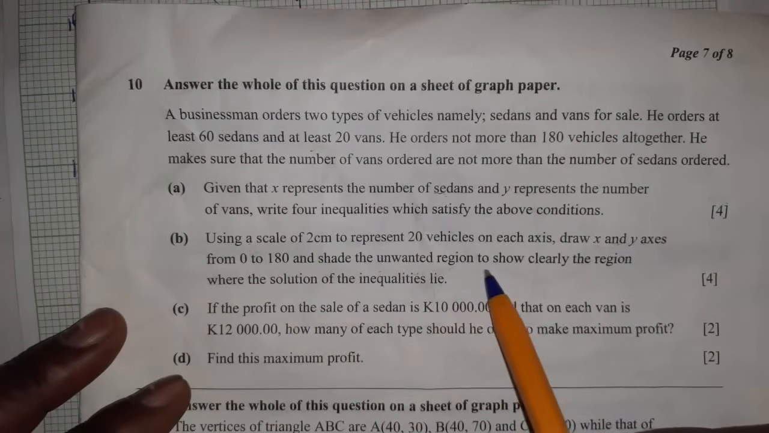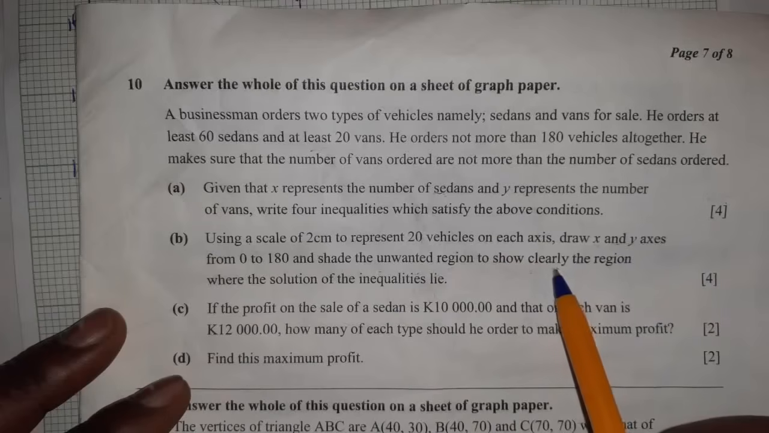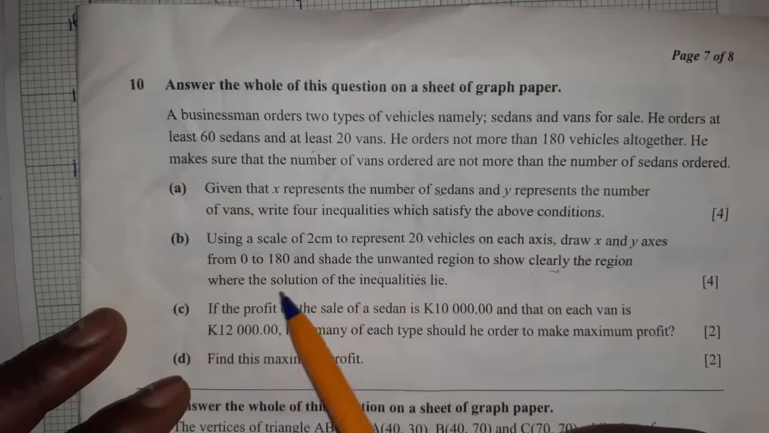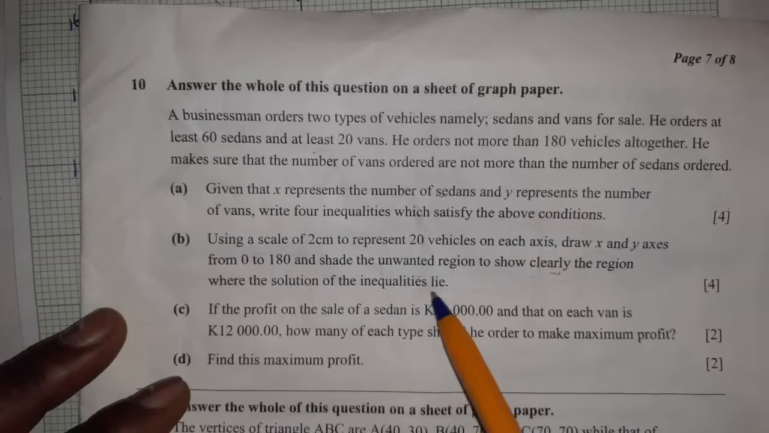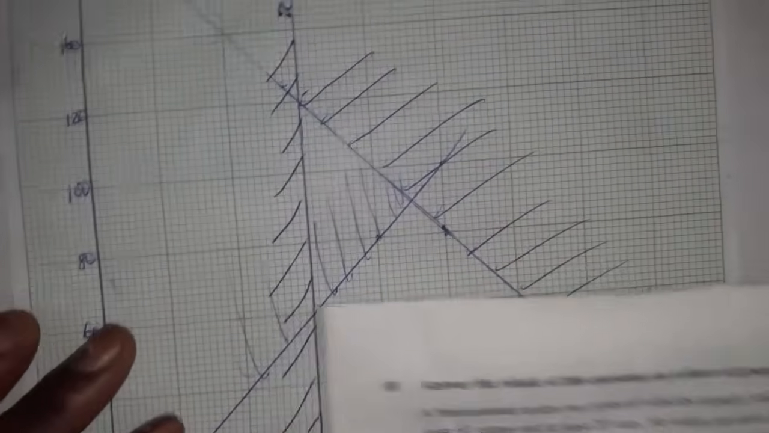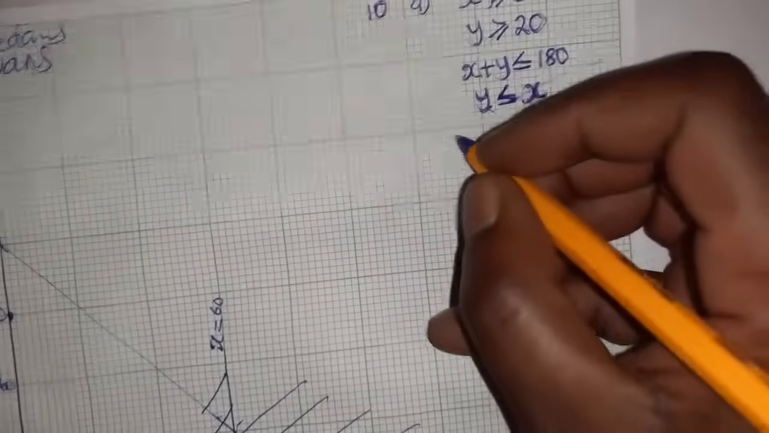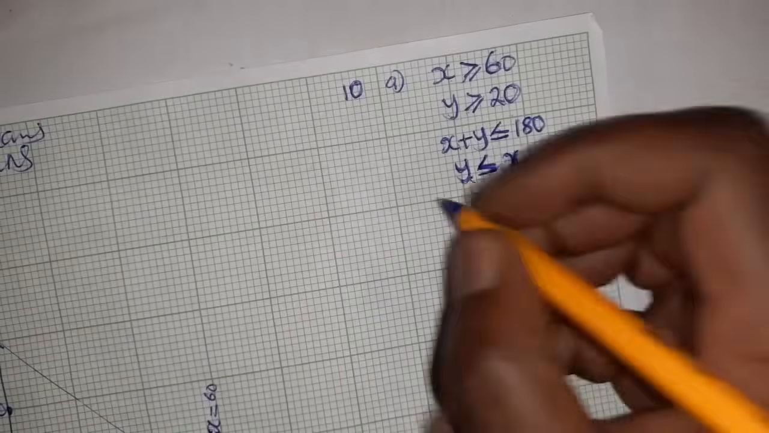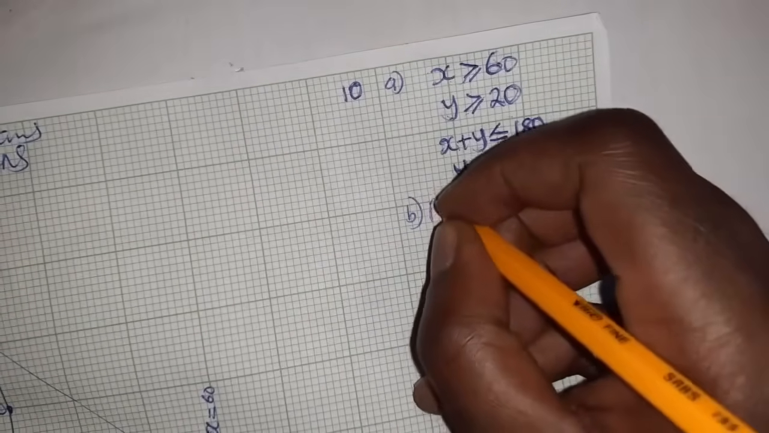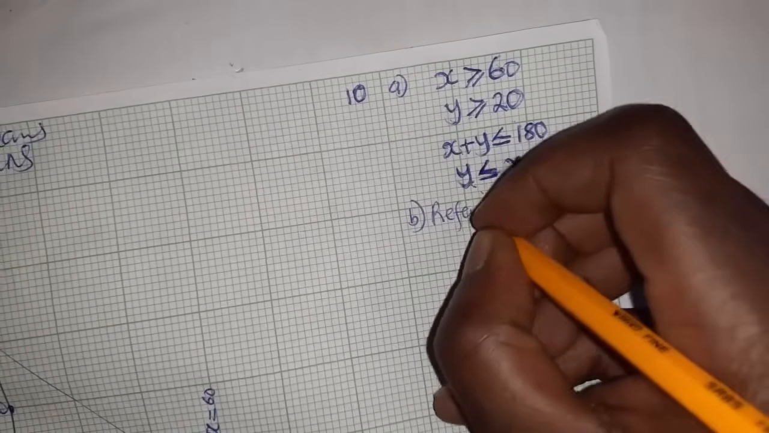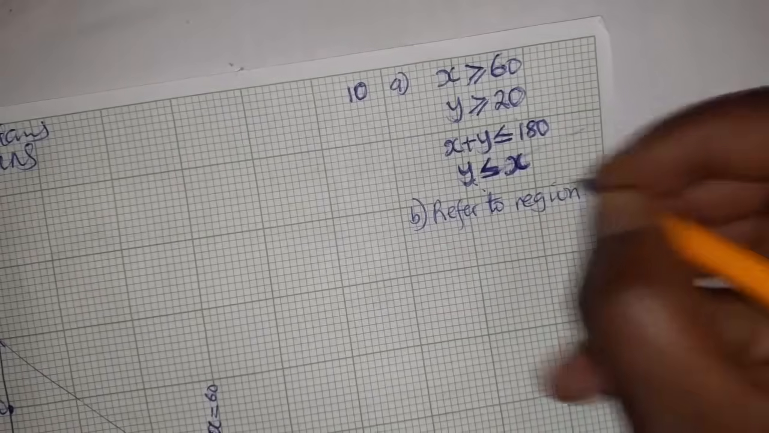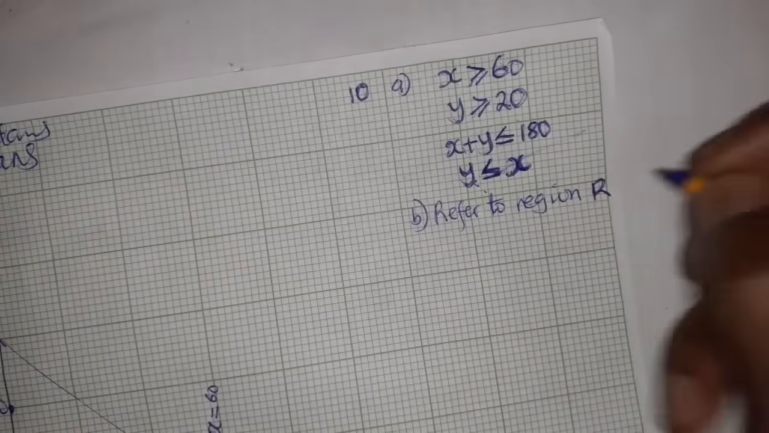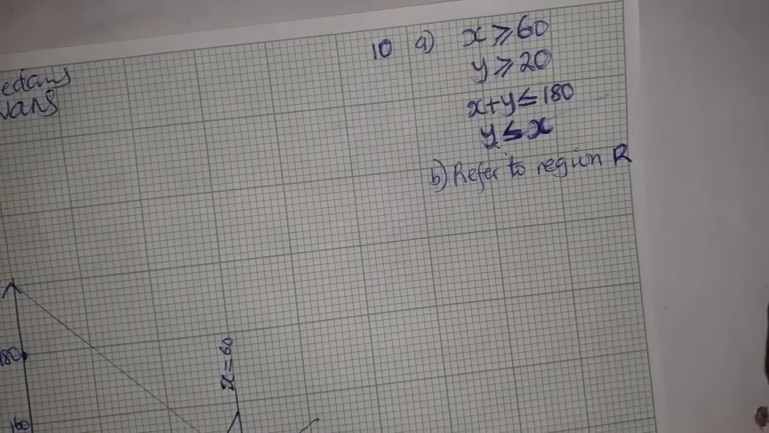To answer this question, which says shade the unwanted region to show clearly the region where the solutions of the inequalities lie, we can come back here and say B, and come back here and say B, you can say refer to region R.